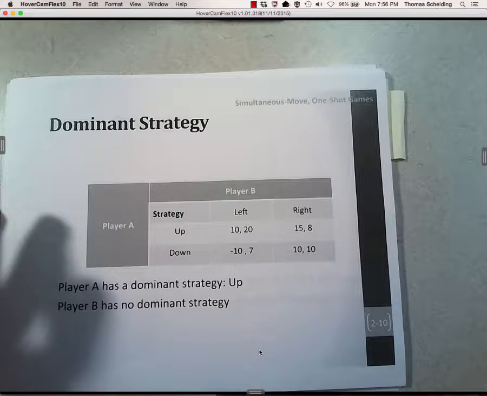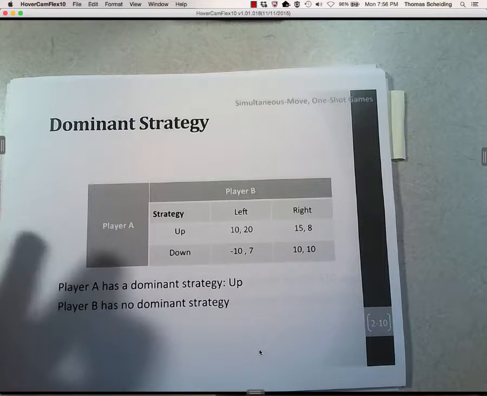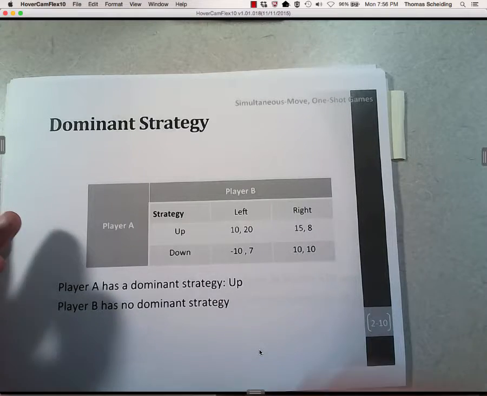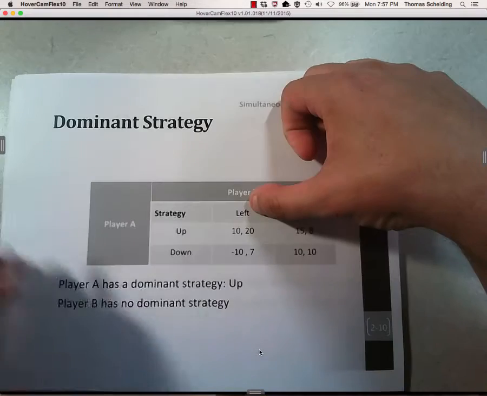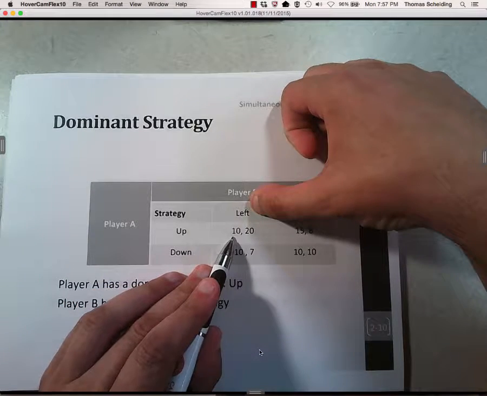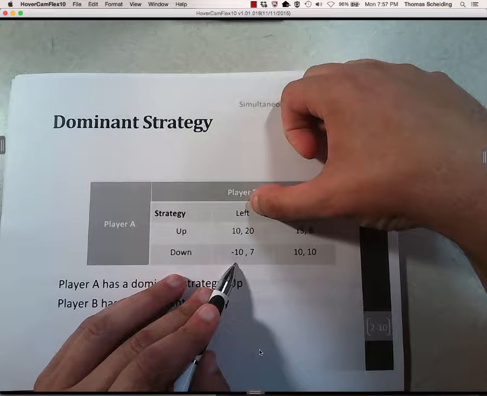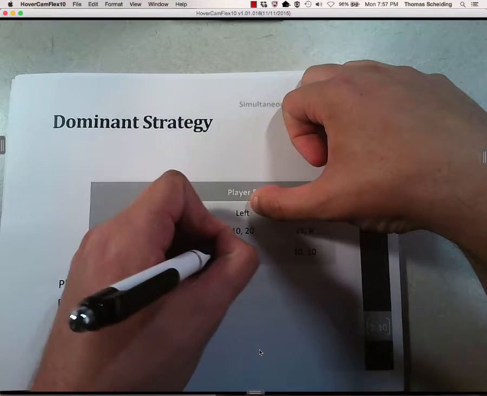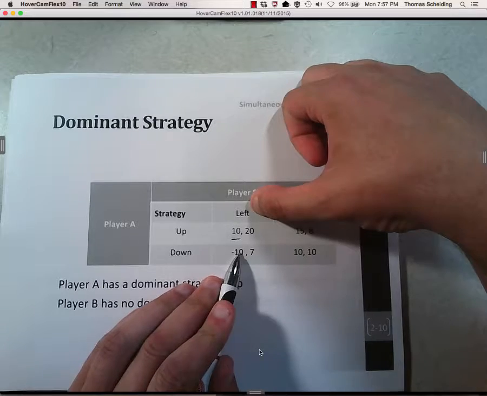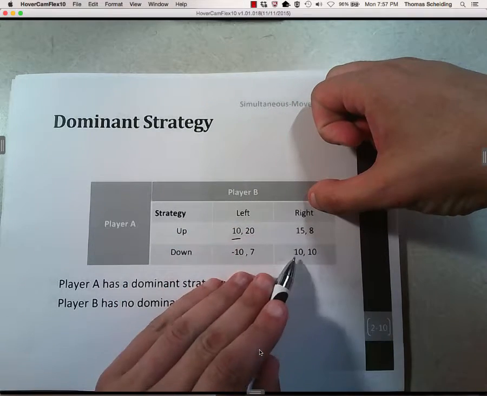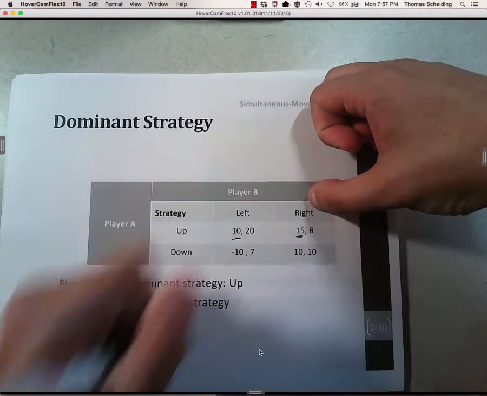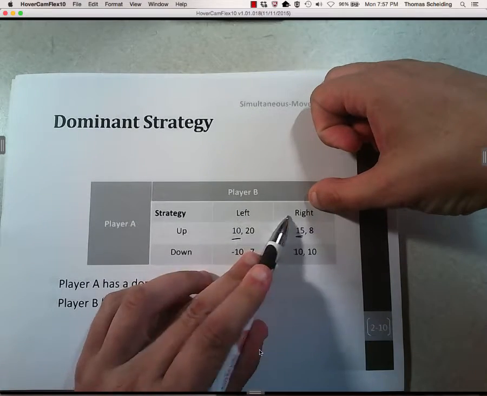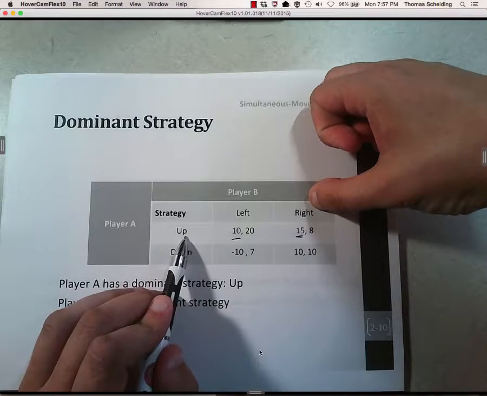The dominant strategy is found by asking someone, what would you choose to do depending on what the other player decides to do? So if player B chooses to go left, what will player A do? Would player A want to earn 10 or negative 10? They'd probably want to earn 10, right? So presuming this is a good thing. If player B chooses right, would they want to earn 10 or 15? They'd want to earn 15. Regardless of what player B decides, player A always chooses up.